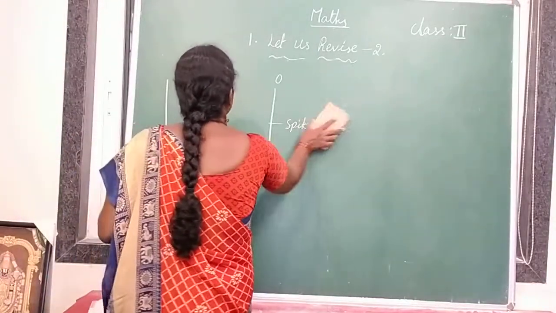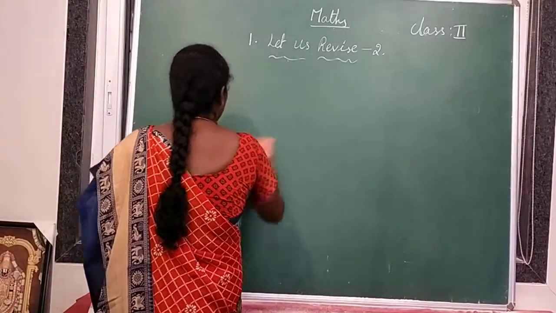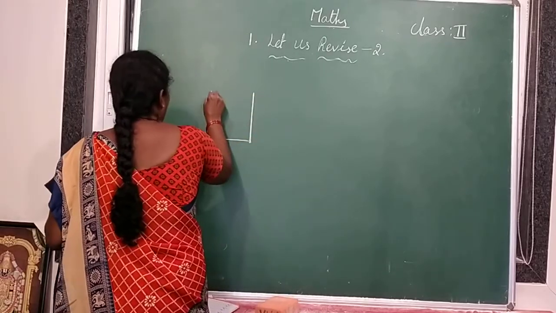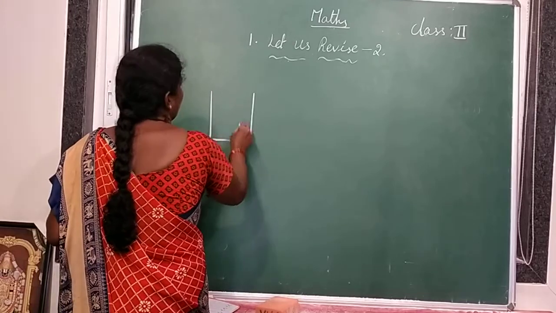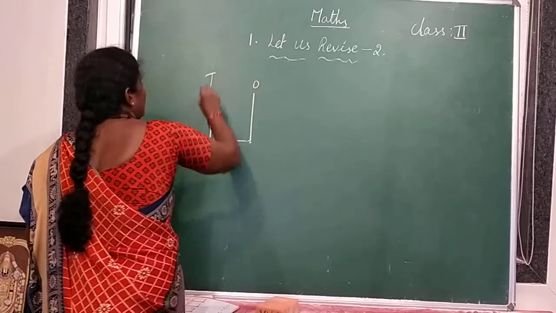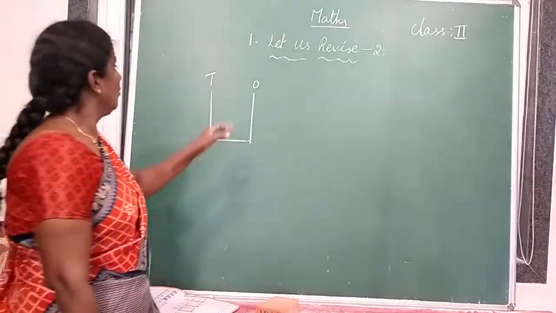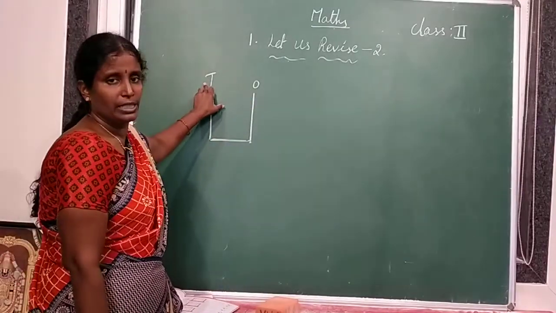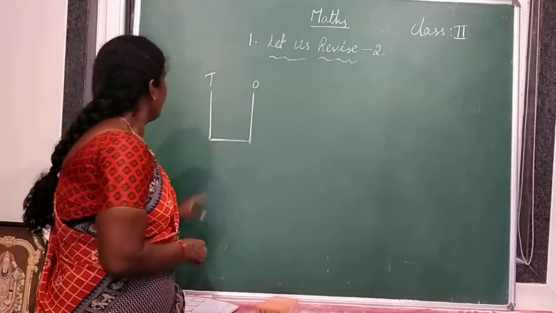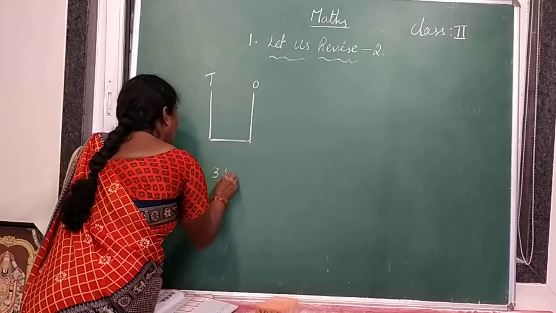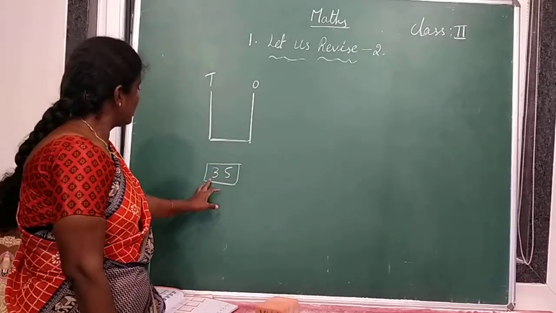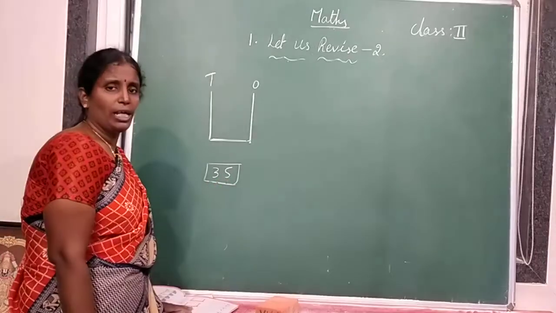Two spikes are there. First one is ones place and another one is tens place. Ones place, tens place. Understood? So for example, 35. How to represent 35 on abacus?